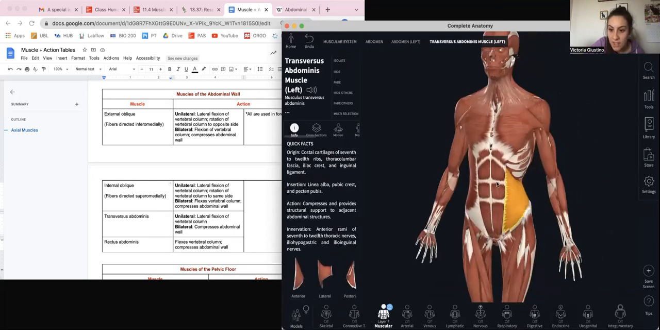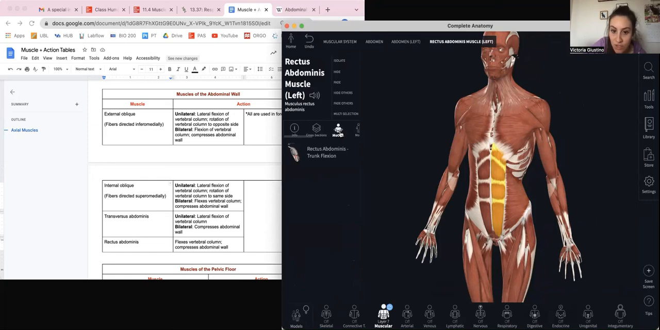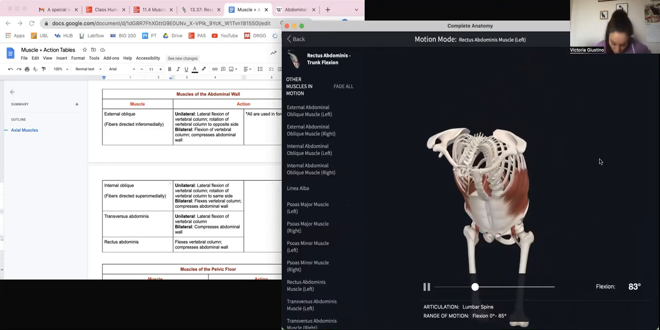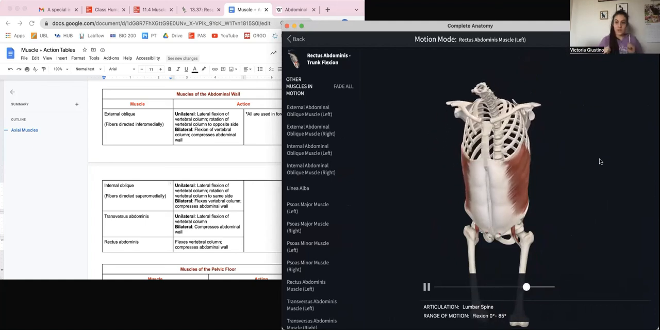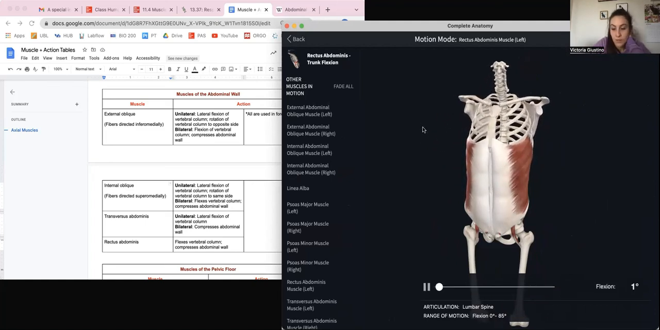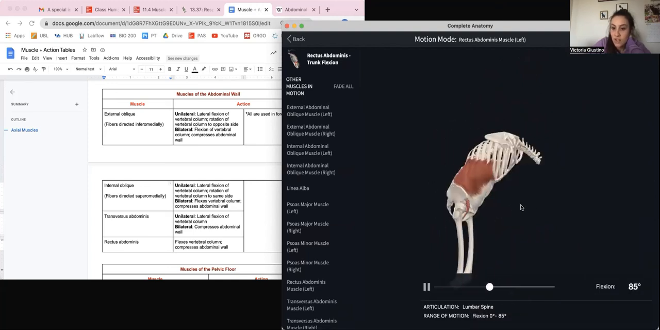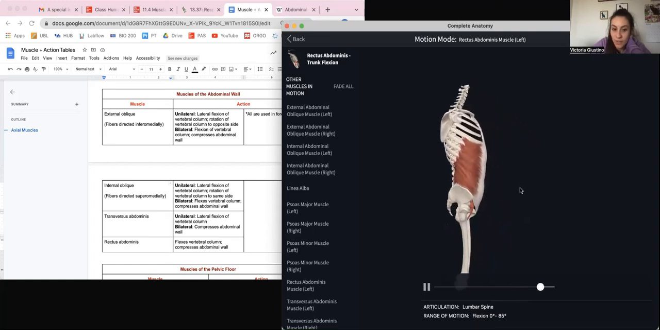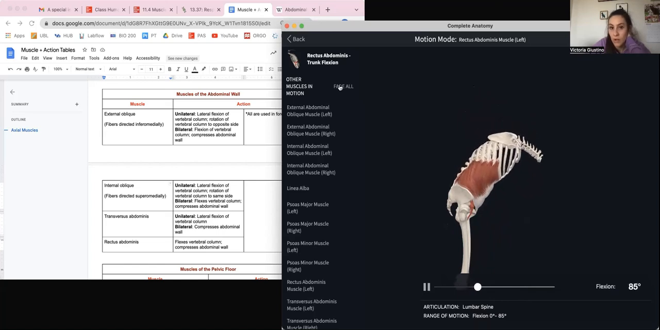And then our last abdominal muscle is just the rectus abdominis. And so this one, it's just straight up going to flex your trunk. So pulling you this way. Okay. And so remember, if all of your abdominal muscles contract, any bilateral contraction will also flex your trunk in the same way here. They also all compress the abdominal wall.